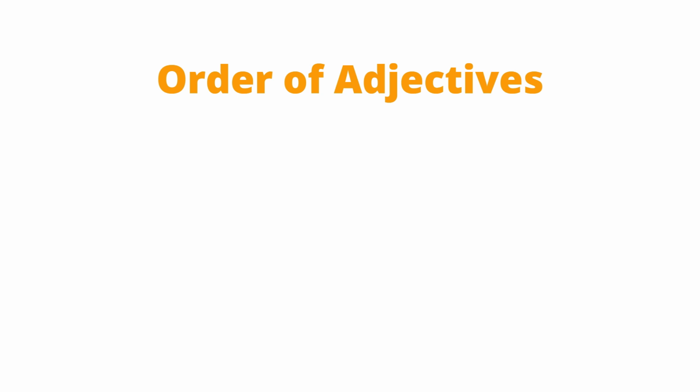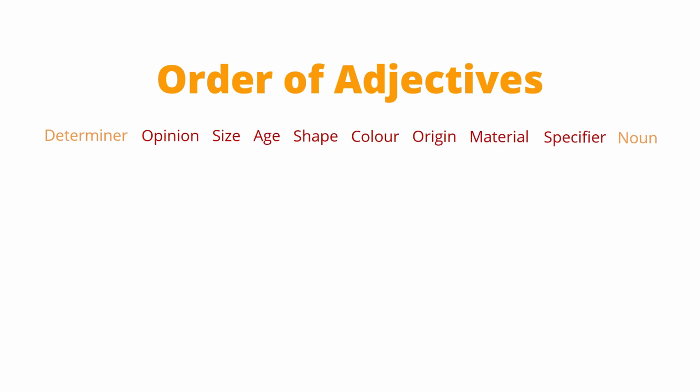When we use more than one adjective, there is a specific order in which we use them. Remember, it's very unusual to use more than 2 or 3 adjectives at a time, but if we do, this is the order that we use them in.